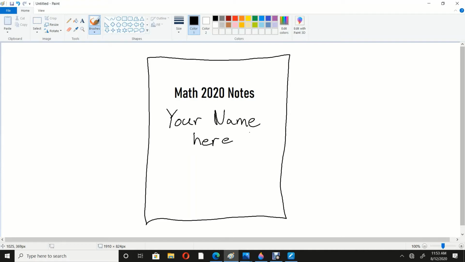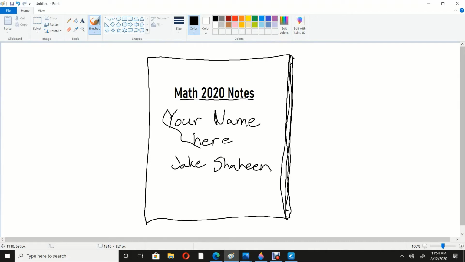So in this video, I'm going to introduce how I expect your composition notes to be done. Here you can see I have an illustration. This is supposed to be an illustration of your composition notebook that I got right here. On the front, you're going to have Math 2020 notes, and you're going to write your name here. So, for example, my name is Jake Shaheen, so I'll put Jake Shaheen.